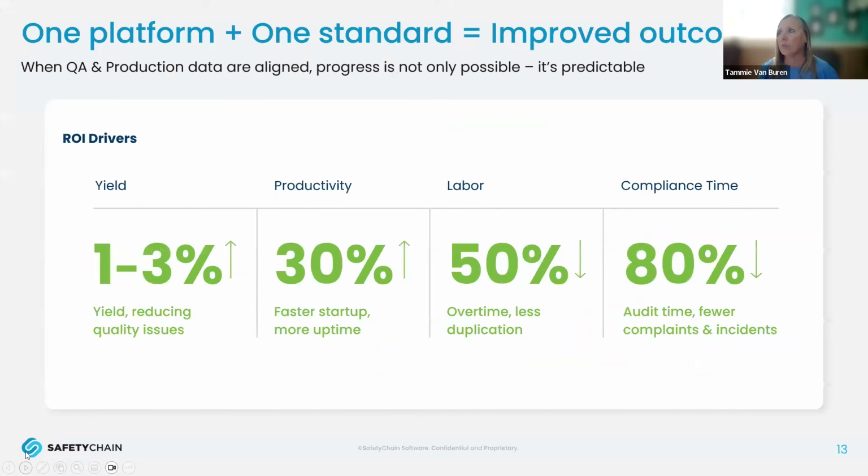Okay. And you've got, I think, one more slide here to talk to us all about, right? ROI. So it goes back to that ROI. These are numbers that come directly from the 3,500 different manufacturing facilities that we're in. So every one of Safety Chain's customers sees a 1 to 3% yield increase through decreasing quality issues in their facility. They see a 30% faster startup time. Some of that comes to documenting sanitation, and now we can help you improve that. And the other one is 50% less overtime and less duplication in paper.